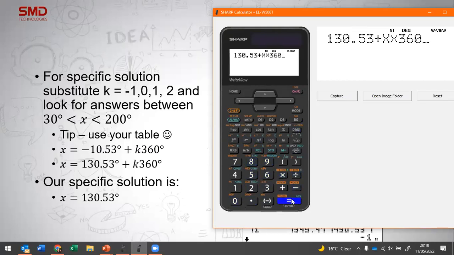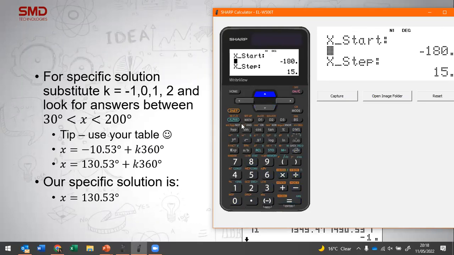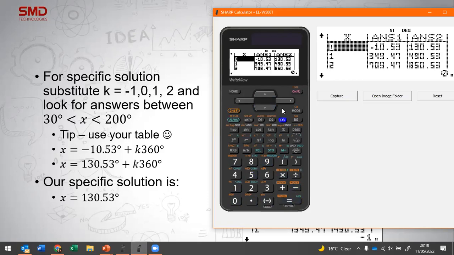Okay, so now let's start at 0 this time and make our steps 1, because k is an integer. So we're looking at just the basic values, negative 1, 0, 1, 2, that we can substitute in for k or x. So here we can see we're looking for values between 30 degrees and 200 degrees.